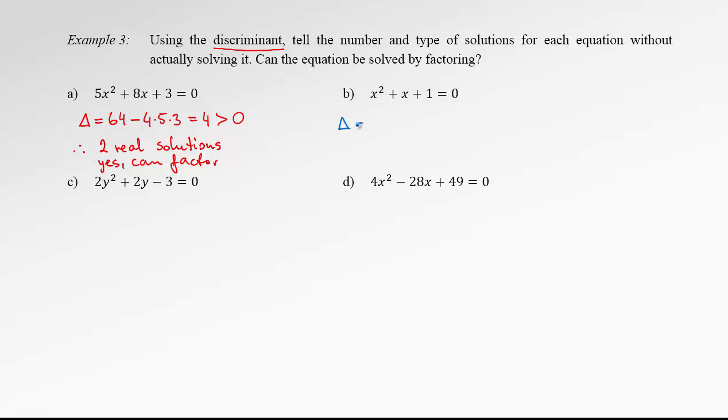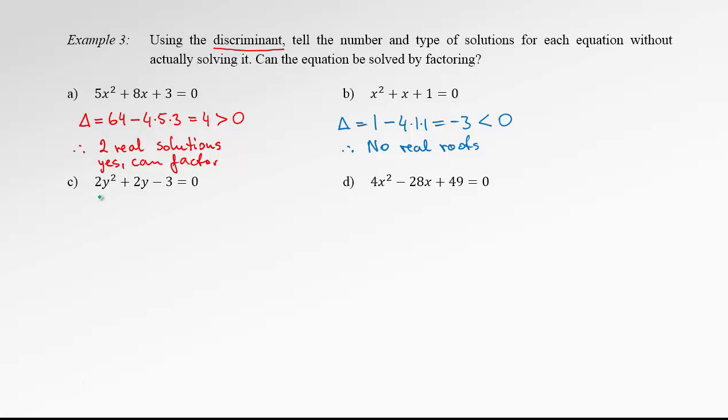Our discriminant is b squared, which is 1, minus 4 times a times c. So it's 4 times 1 times 1, right? So it's really negative 3. Since the discriminant is negative, we have no real roots. There are two complex roots, but no real roots.